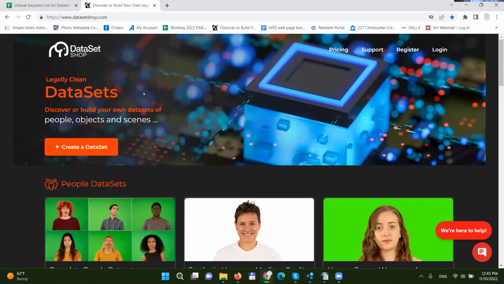This is the homepage of datasetshop.com, which is vAIsual's portal to the machine learning industry, where they can come and aggregate as well as license pre-aggregated data sets. This will help answer Dmitry's question as well as perhaps any other questions that people have about ethical AI.